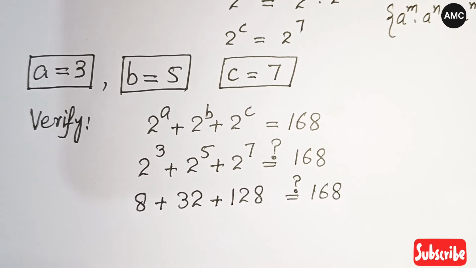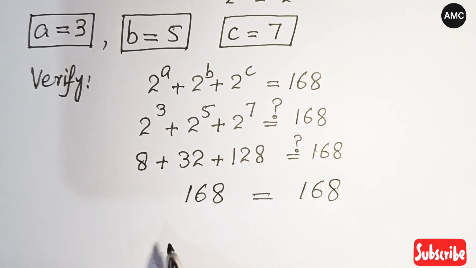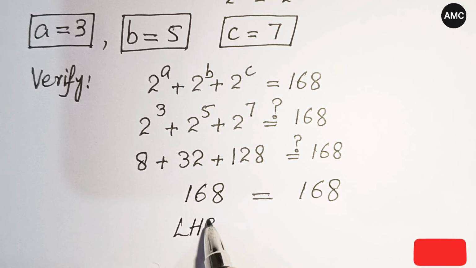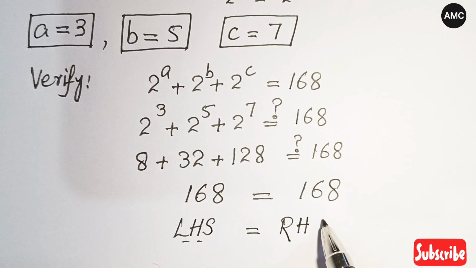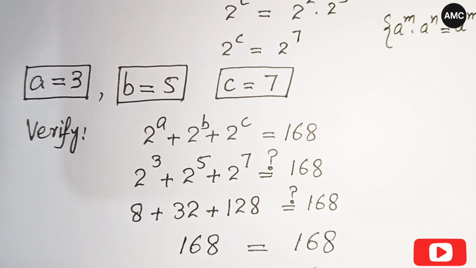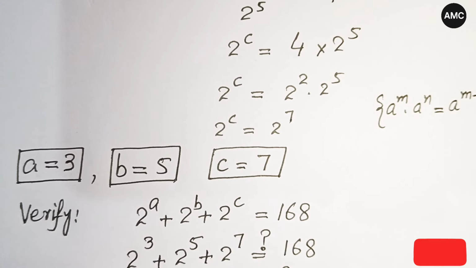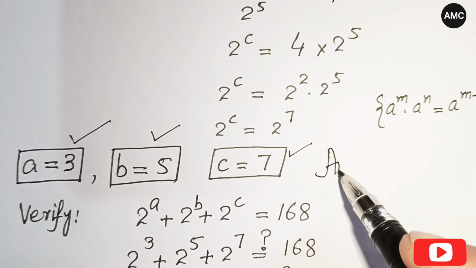So yes, by adding our left hand side we see that 8 plus 32 plus 128 is equal to 168, which is equal to 168. Hence we have proved that the left hand side of this equation is equal to the right hand side. So we just found out the values of a, b and c and verified it here. So these will be our final values of a, b and c, which is our answer.